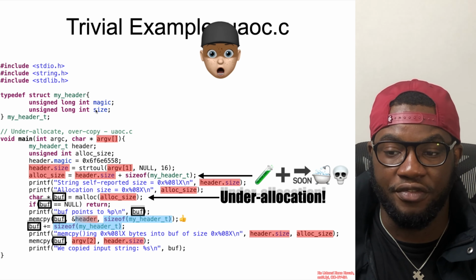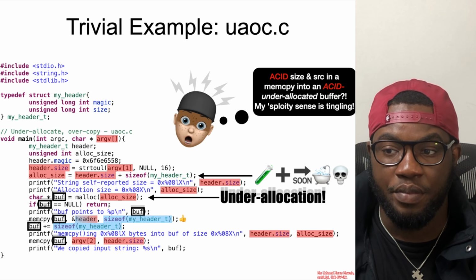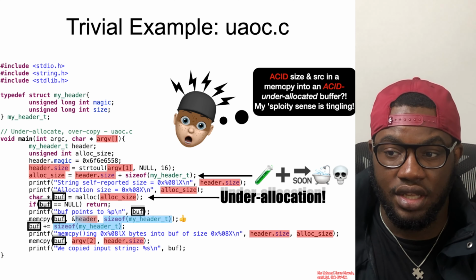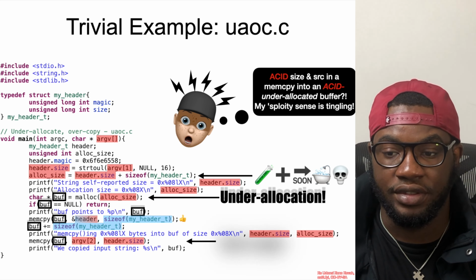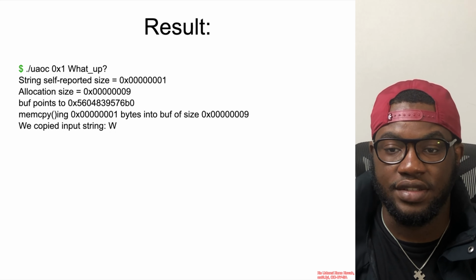At this point, an overcopy is going to occur because the size in source is being copied into an underallocated buffer. The result? Well, let's take some examples.